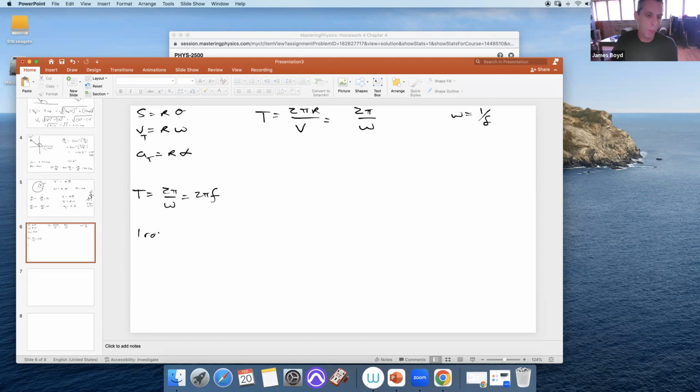Lastly, one rotation is 2 pi radians. So if we need to find the number of revolutions, one rotation or one revolution will turn through an angle of 2 pi rads. Our delta theta will be 2 pi rads.